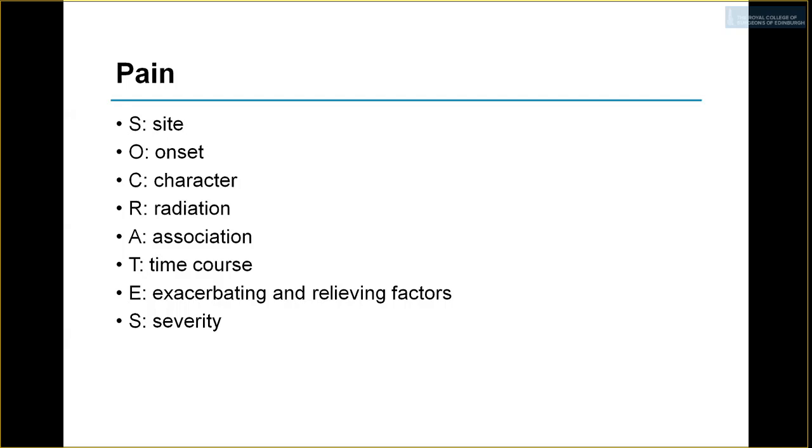And then the time course of the disease. How long has it been going on for? Does it have peaks and troughs? What makes it better? What makes it worse? Typically, arthritic pain is better at rest and worse on exercise. Then you want to explore the severity. The severity is not only for the peaks, but also for the background level of pain, because you can still have a background level of pain that peaks at certain points.